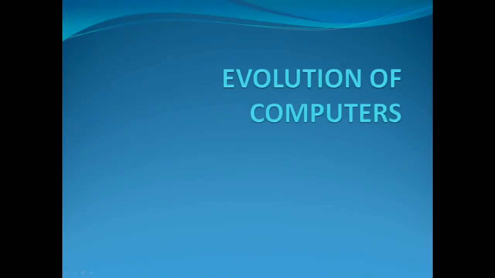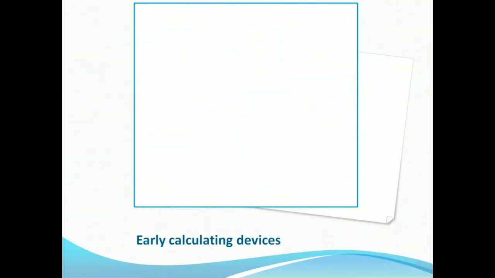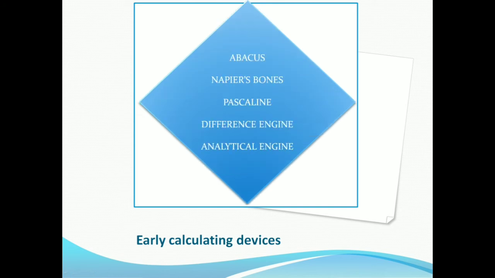Good morning everyone. Today let's have the revision of the first two chapters, and let's start with the first chapter, Evolution of Computers. In this chapter, first we have discussed the early calculating devices. There are 5 early calculating devices such as abacus, Napier's bones, Pascaline, difference engine and analytical engine.